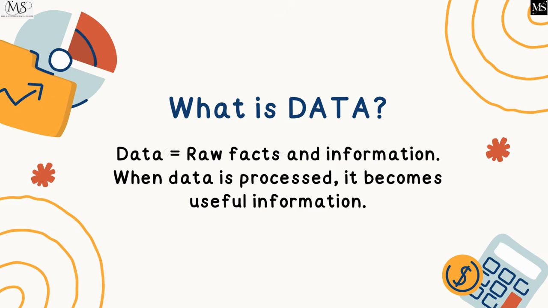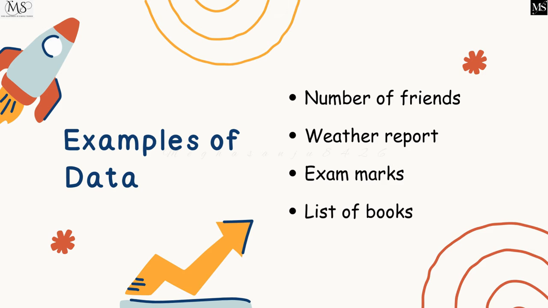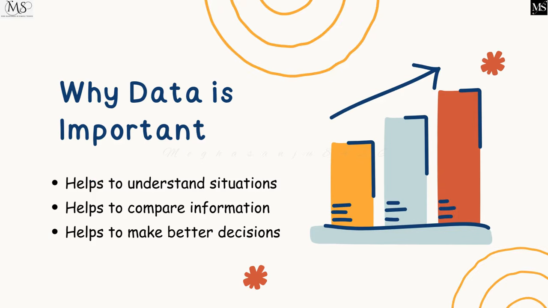What is data? Data equals raw facts and information. When data is processed, it becomes useful information. Examples of data: number of friends, weather report, exam marks, list of books. Why data is important: helps to understand situations, helps to compare information, helps to make better decisions.